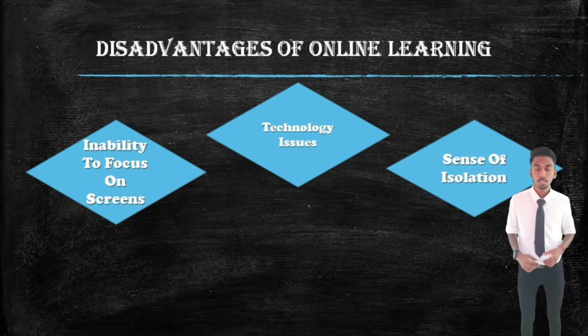Next, I'm going to present the three main points of my topic, that is online learning. The three main points about the disadvantages of online learning: first is inability to focus on screen. For many students, one of the biggest challenges of online learning is struggling with focusing on the screen for long periods of time. With online learning, there is also a greater chance for students to be easily distracted by social media or other sites.